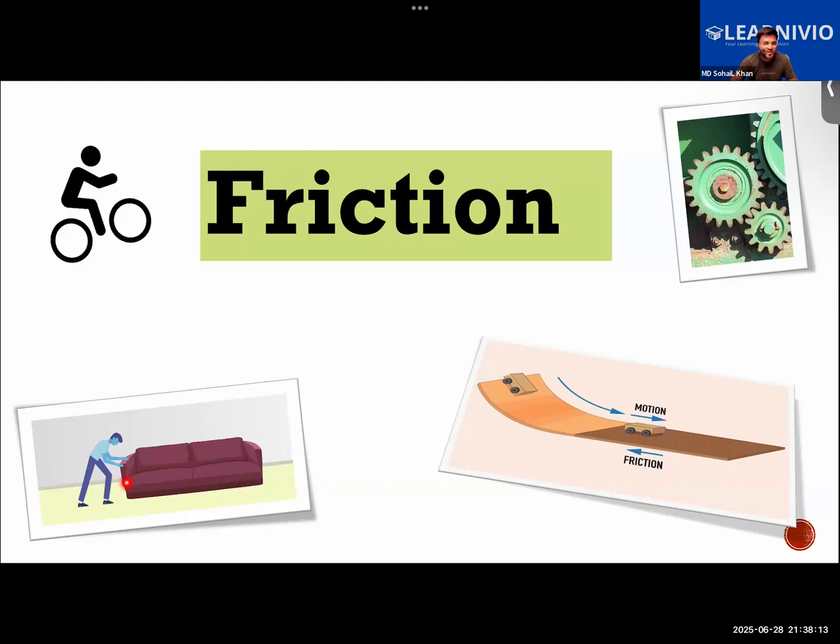So what is the cause behind this resisting force? Why does he have to put so much effort into pushing this sofa? Or why is it that when we are cycling, after we stop pedaling, the cycle eventually comes to a stop? Or why is it that after a certain period of time, the parts of machines get worn and torn? It starts to break down.